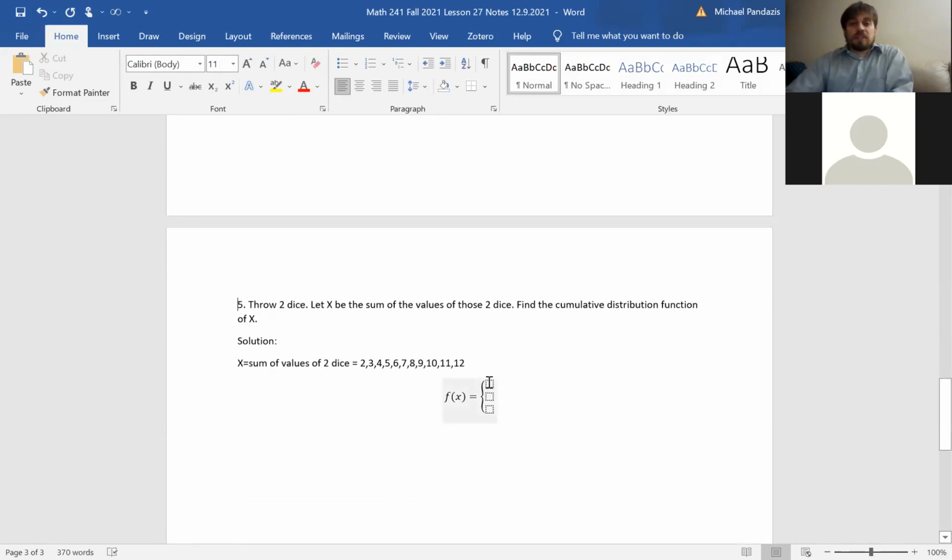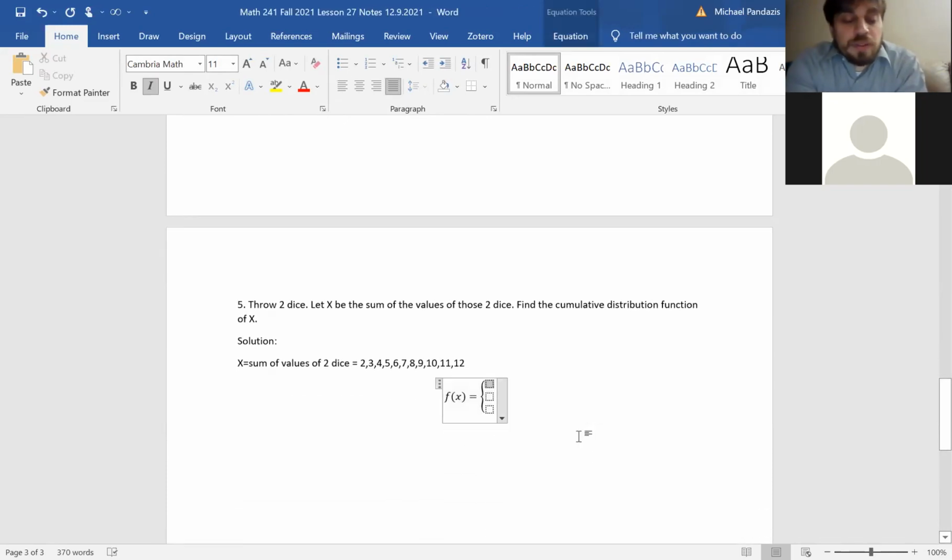So the probability that x is equal to 2 is 1 over 36 if x equals 2. The reason is the only way to get a sum of 2 is if you roll a 1 and then a 1. It's a 1/6 chance of rolling a 1 and a 1/6 chance of rolling a 1 again. That's 1 over 6 times 1 over 6, 1 over 36. That's if x equals 2.